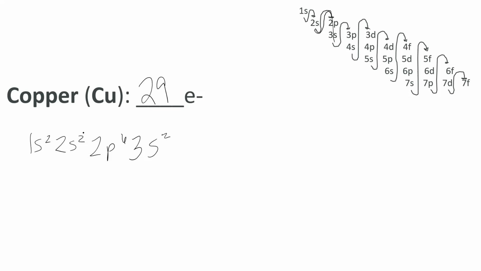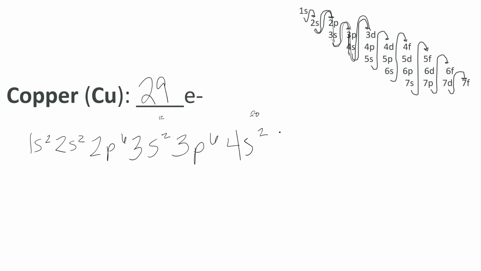2 plus 2 is 4. Plus 6 is 10. Plus 2 is only 12. I need 29. So I'm going to go back up to 3p6. Down to 4s2. Check my numbers. 12 plus 6 is 18, 19, 20. I'm still only at 20. I need 29. Keep going.